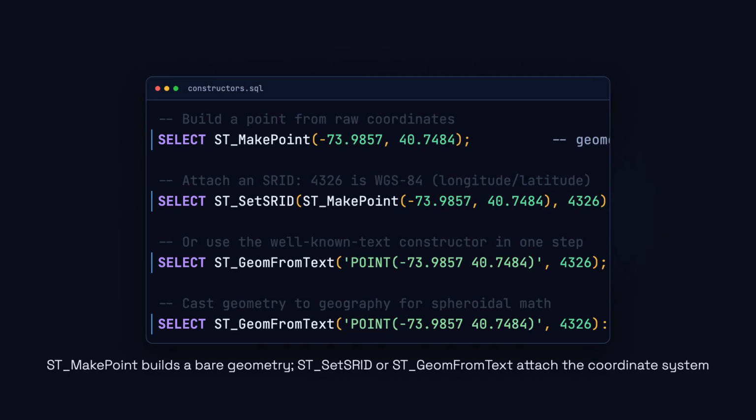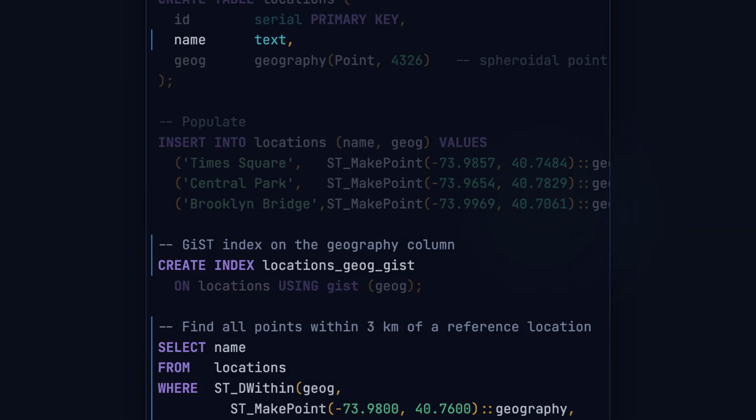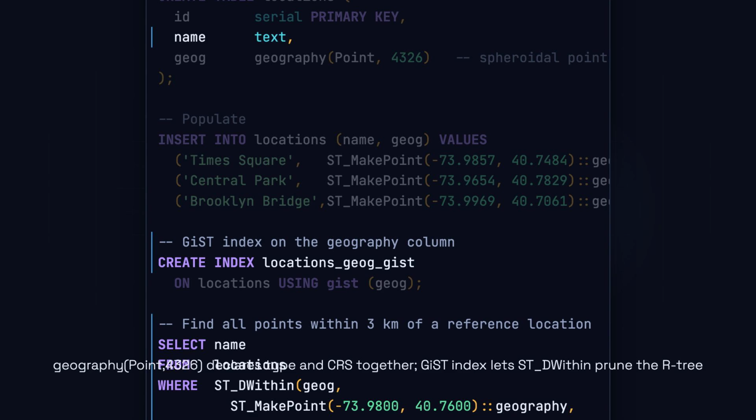ST_MakePoint gives you a raw geometry with no coordinate reference system. You attach one with ST_SetSRID or pass it directly to ST_GeomFromText. Casting to geography then switches the computation model to the spheroid. Declaring the column as geography with SRID 4326 encodes the coordinate system in the schema.